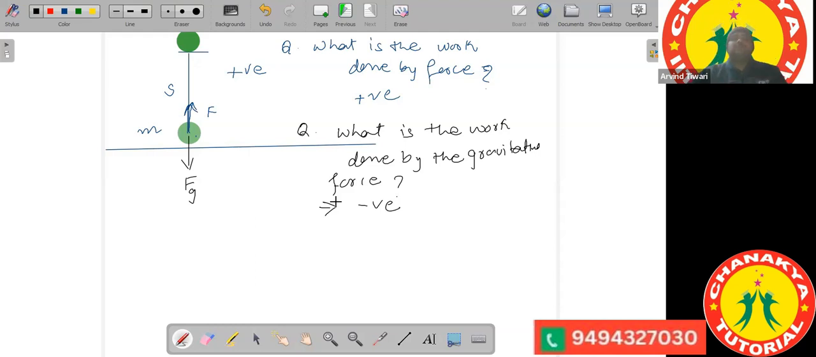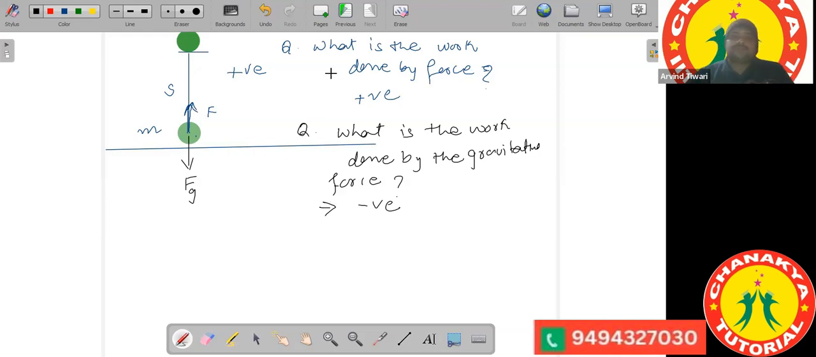Okay, so you understood both the concepts of positive work and negative work. In the same situation, it depends on what force we are talking of. Maybe some positive work is done, but that is done by some other force. Maybe some negative work is done, but that is done by some other force. We have to think in the context in which we are asked. If we are asked what is the work done by gravity, it is a negative work done. If we are asked what is the work done by our applied force, that is a positive work done, right?